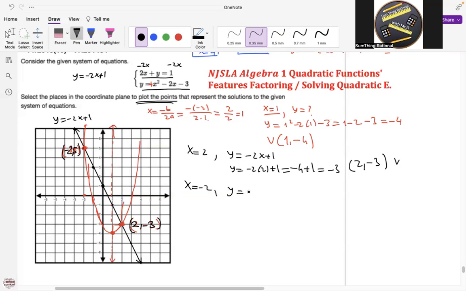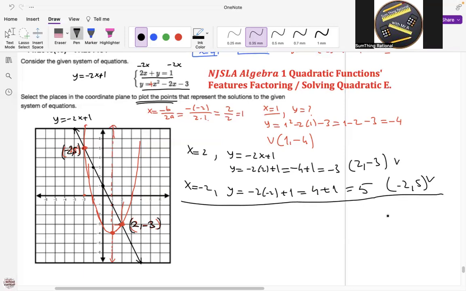Or if x is negative 2, check it. y is equal to negative 2 times negative 2 plus 1. So negative 2 times negative 2 is positive 4, plus 1, which is positive 5. If x is negative 2, y is positive 5. Yeah, this is also correct. This is one way of solution, where we draw the graph roughly and we got it.